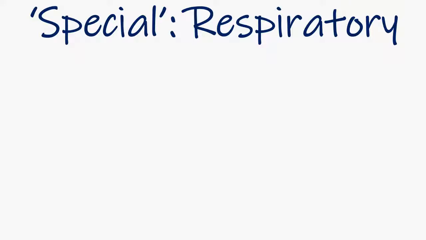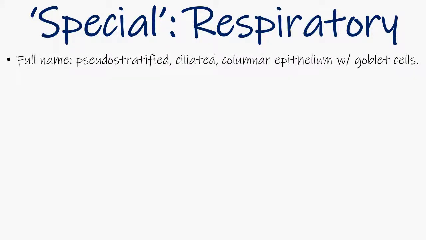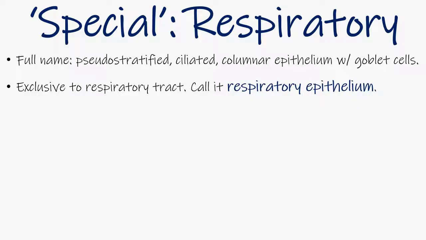Respiratory epithelium is a pseudostratified epithelium. If we use conventional naming nomenclature, then its full name is a handful. It is a pseudostratified ciliated columnar epithelium with goblet cells. Phew! Fortunately, because this type of epithelium is exclusively located in the respiratory tract, we call it respiratory epithelium.